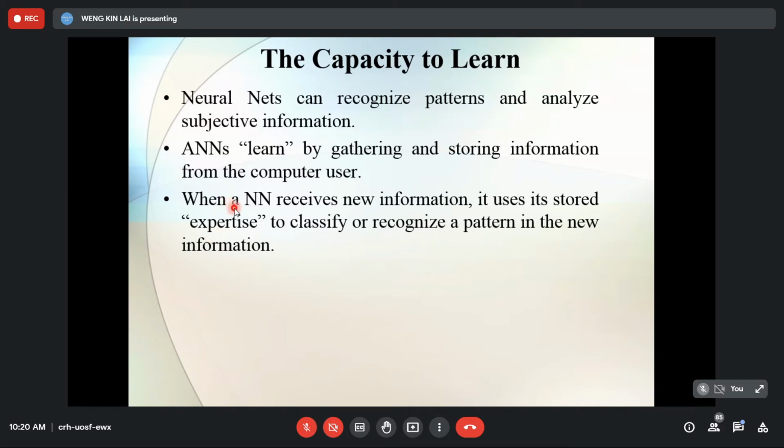So when the neural network receives a new piece of information, it compares it. It uses its stored expertise to classify or recognize the pattern in the new information. If you show the neural network, after it's been trained, something and ask it what this is supposed to be, it will assess its stored information in the knowledge base, see what this is supposed to mean, and then recognize and tell you what this is.